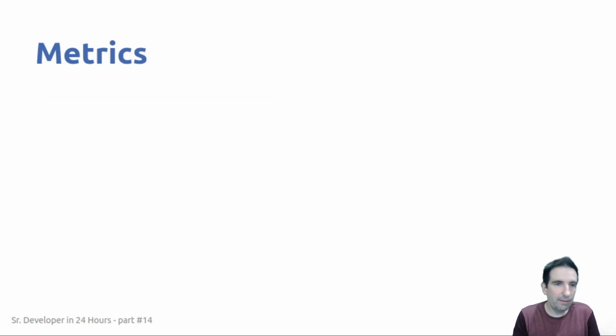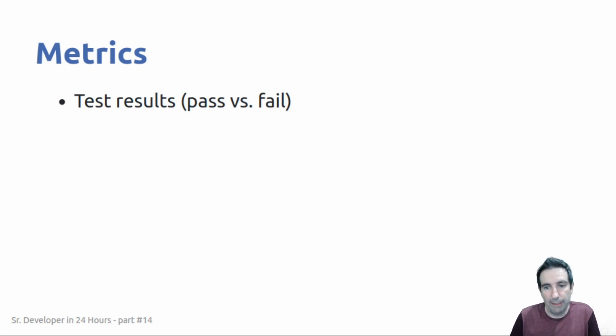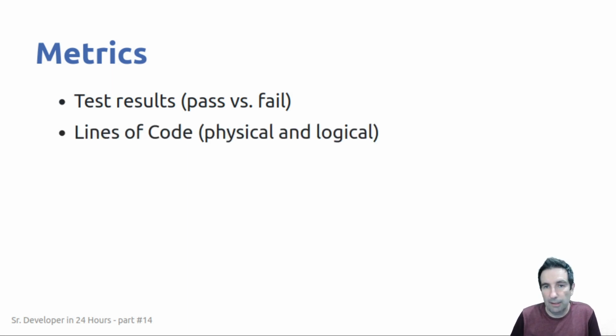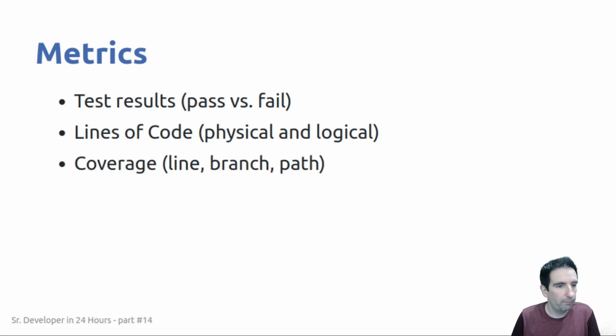So the idea is that, of all the things we were talking about, some are a little bit more subjective, more arbitrary, but a lot of them we can put into metrics. For example, we can put test results into metrics: how many are passing, how many are failing. Lines of code, physical and logical. Coverage: the percent of lines that were covered, the percent of branches that are covered, or, if you want to take it a step further, the percent of paths that are covered.